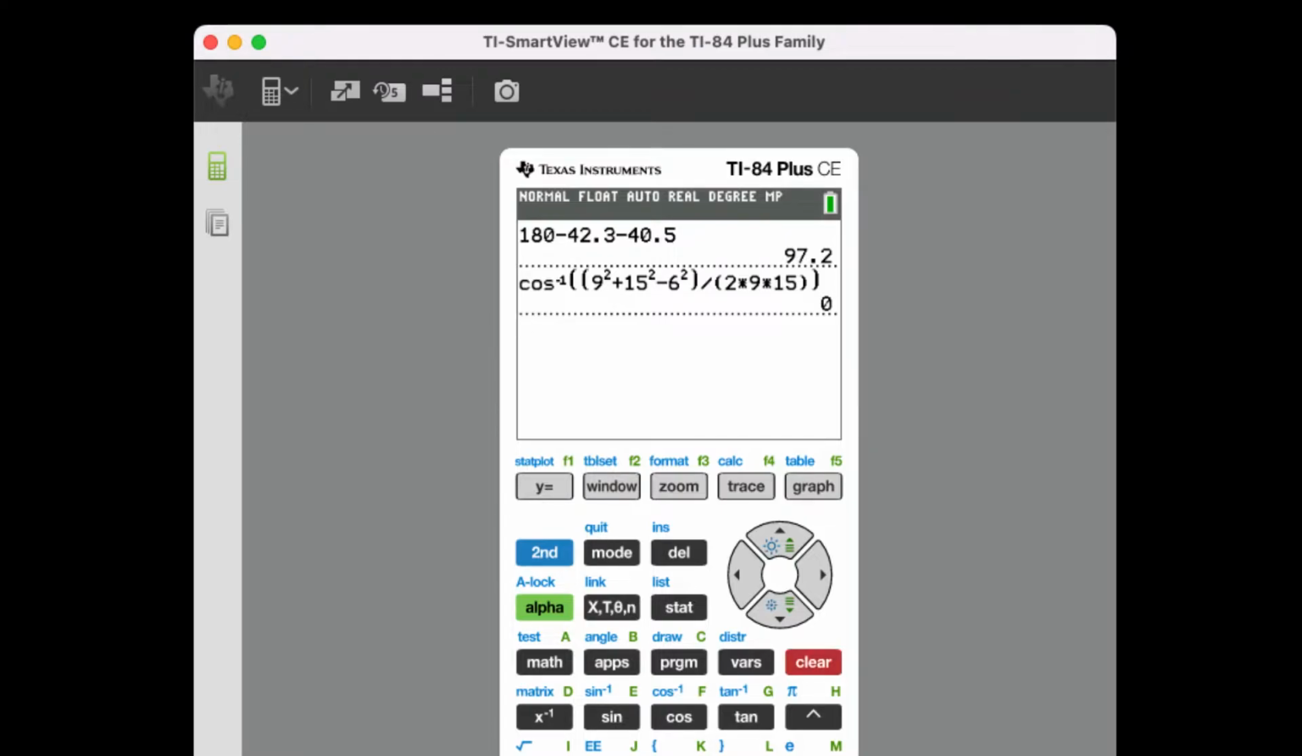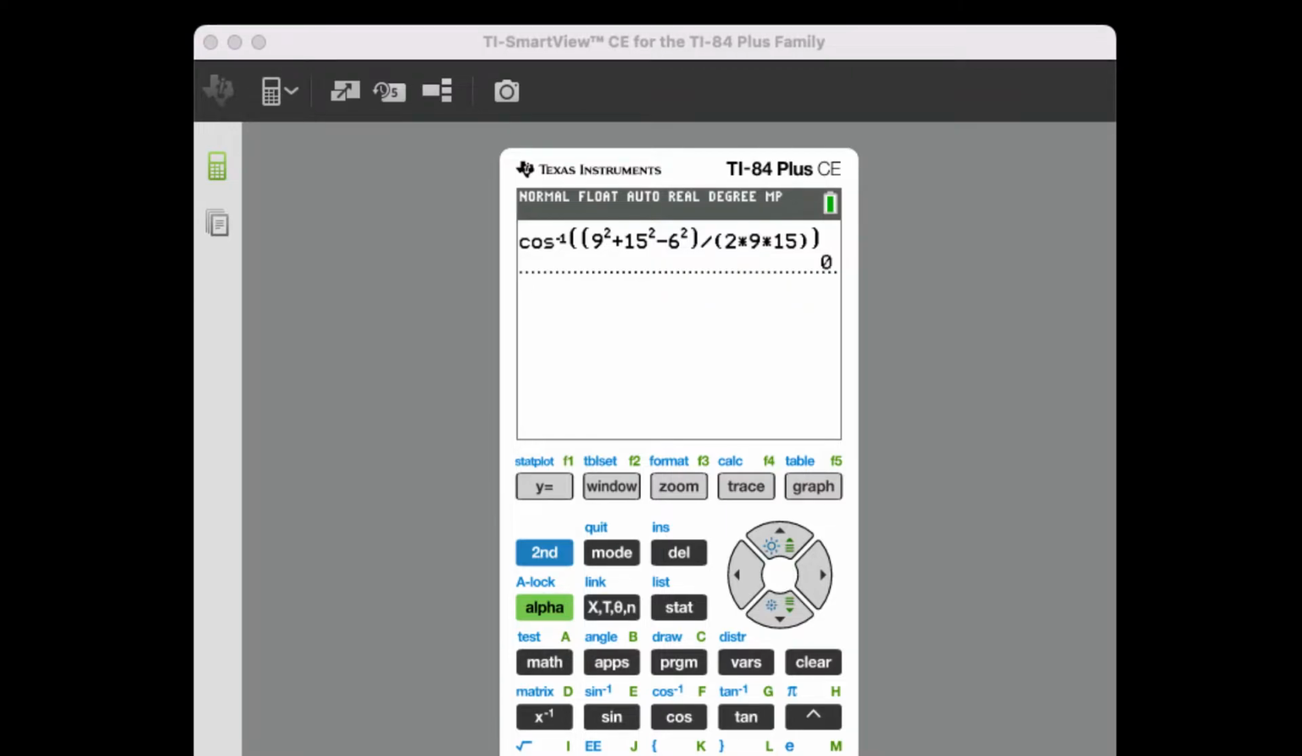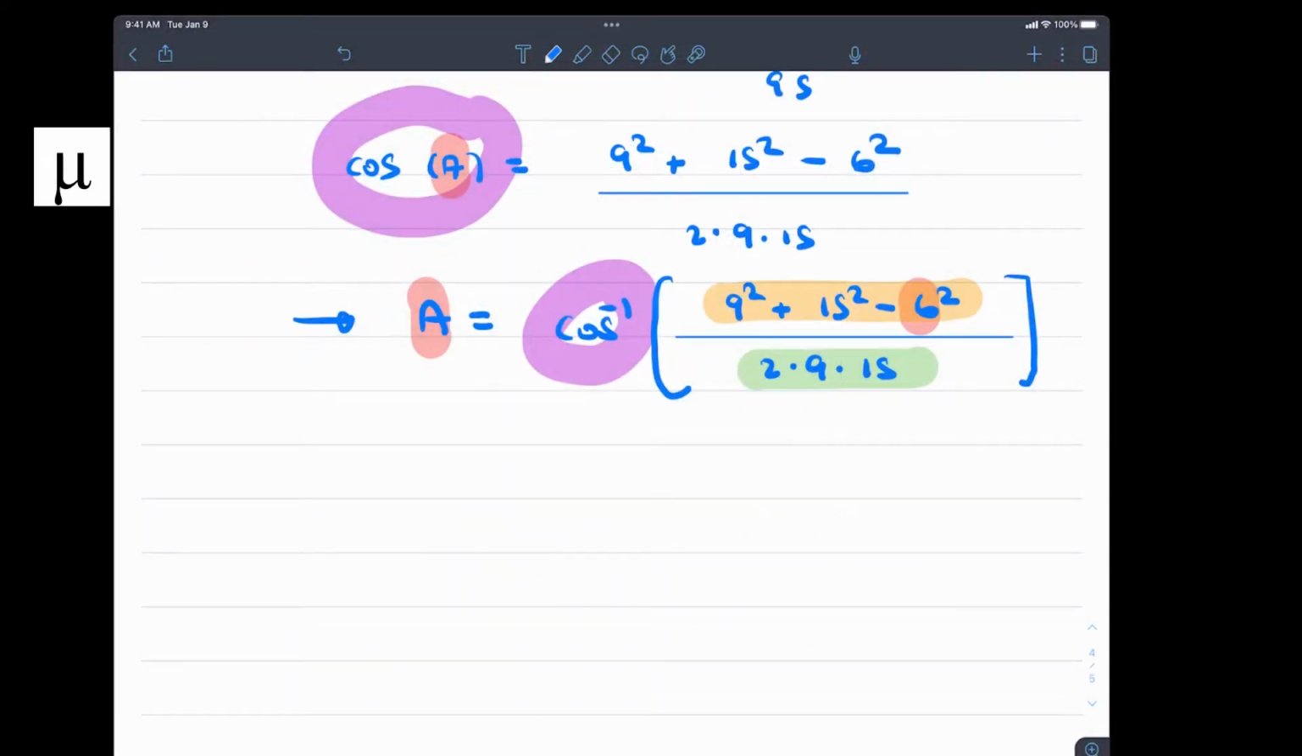Let me try it again. Second inverse cosine. Okay, now put in parentheses. 9 squared plus 15 squared minus what? 6 squared. Close that, divided by 2 times 9 times 15. Close that again. Yeah, I must have put a right triangle because cosine 90 is 1. So I got to change the dimensions.